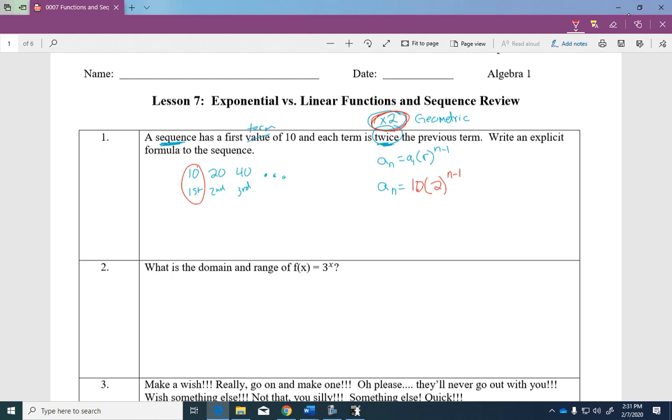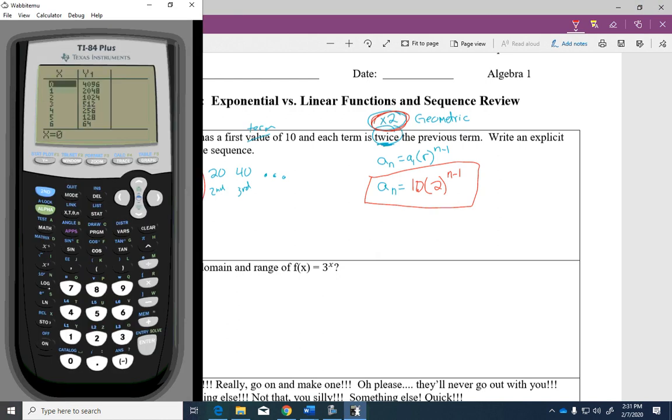Now, something I keep on telling you guys every single day is after you write a function, or in this case, an explicit formula, can you please check it? Can you please make sure it really works? Take out that calculator of yours, go to your y equals, and let's enter 10 times 2 to the, now remember, my calculator is older than yours. It doesn't have that little box up in the corner. So for me to raise it to the n minus 1, I need to put it in parentheses. You're going to have it just up in that little box.